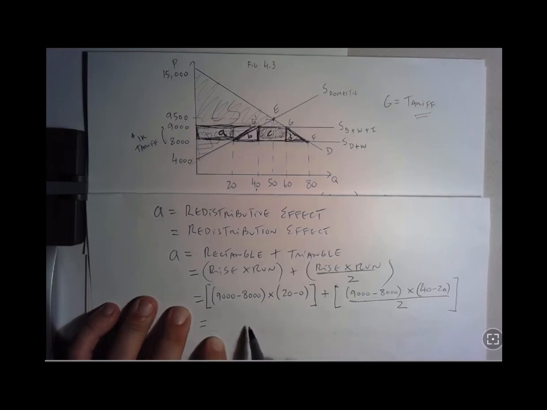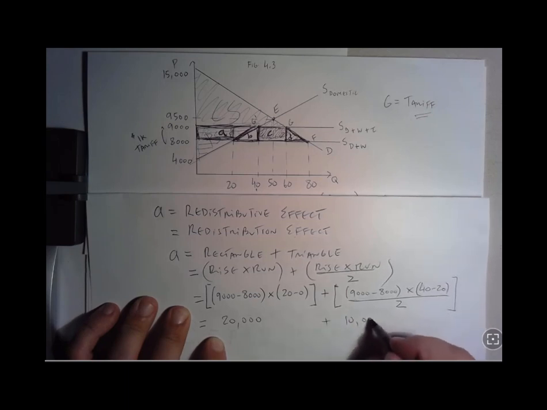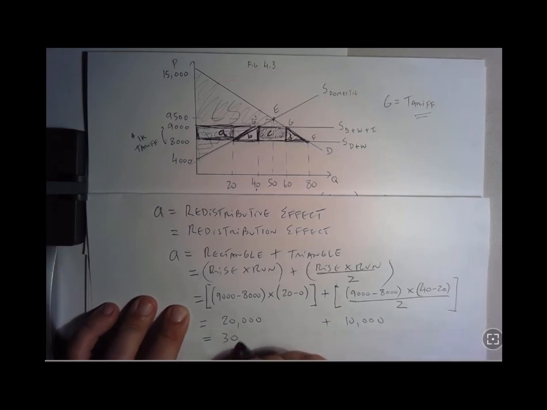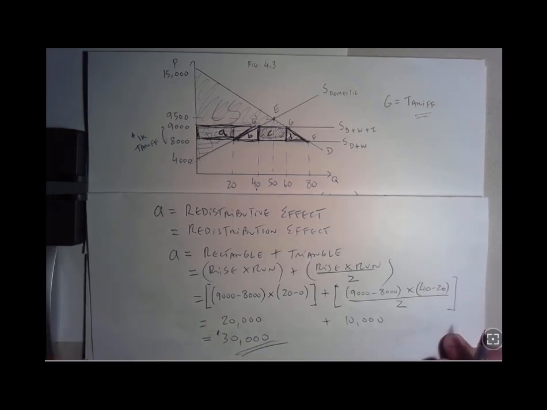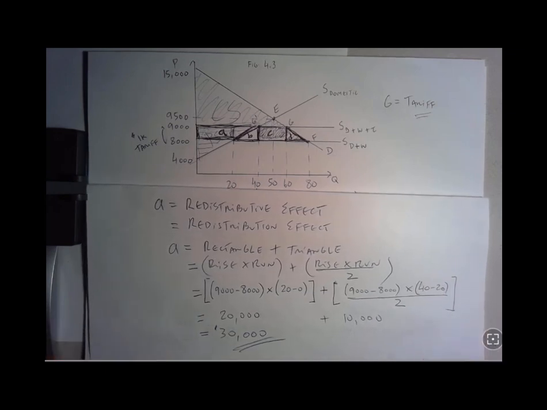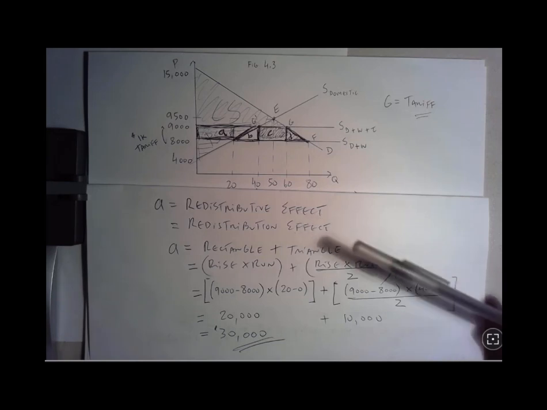So this amounts to $20,000, and here $10,000. So an aggregated total of $30,000 as the measure for the redistributive effect. So this last part was concerning having a more granular insight into what happened during this transition from free trade to protectionism. And where did the welfare go?